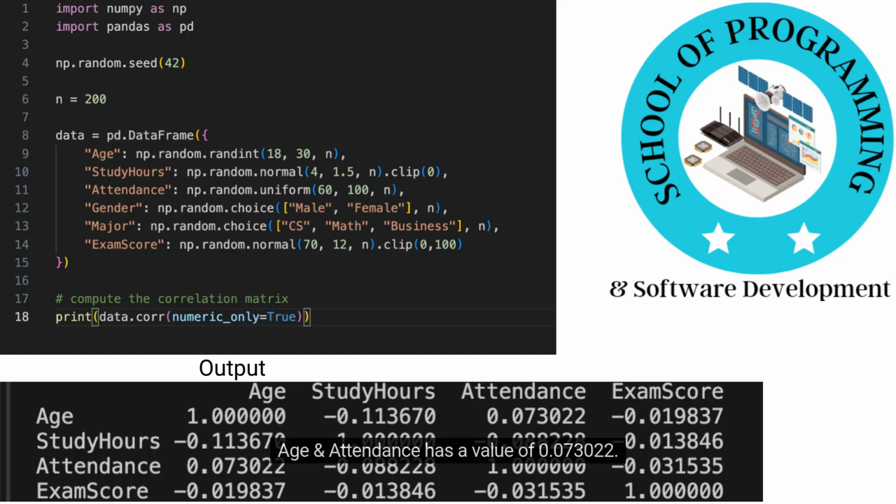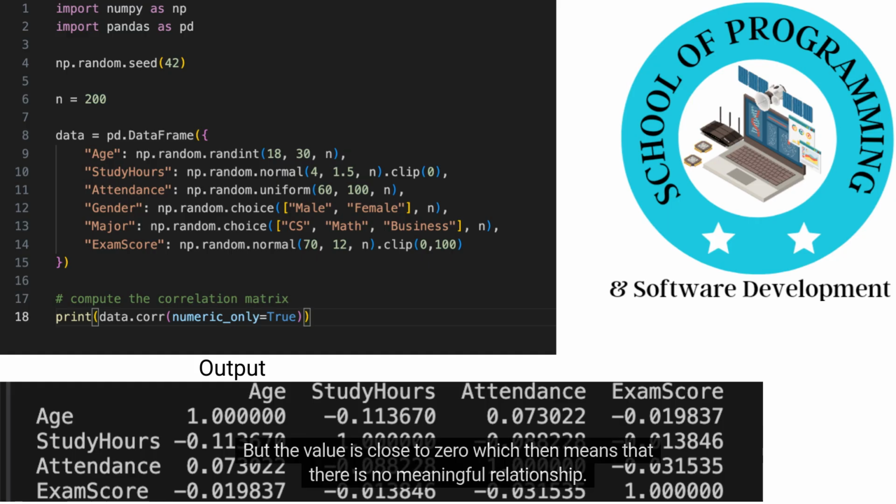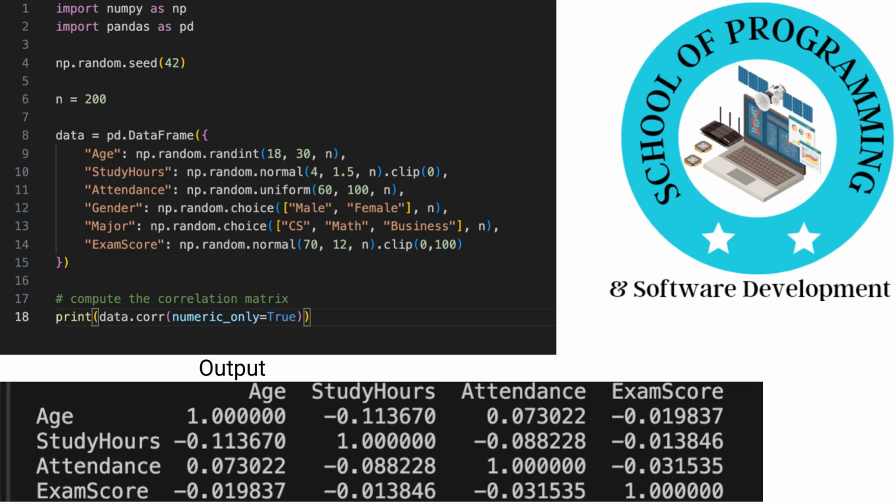Age and attendance has a value of 0.073022. This means it has a very weak positive correlation. Meaning, older students attend slightly more, but the value is close to 0, which then means that there is no meaningful relationship. Age and exam score has a value of -0.019837, which means an almost zero correlation. Meaning, age does not influence exam performance.